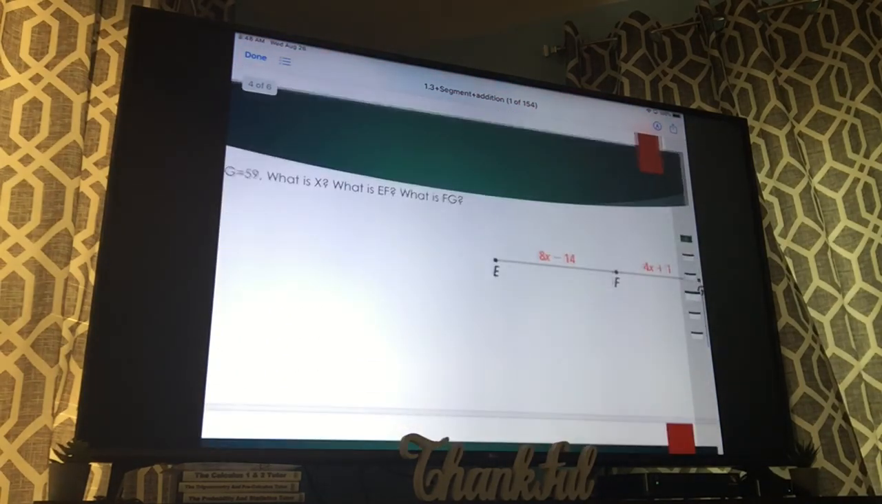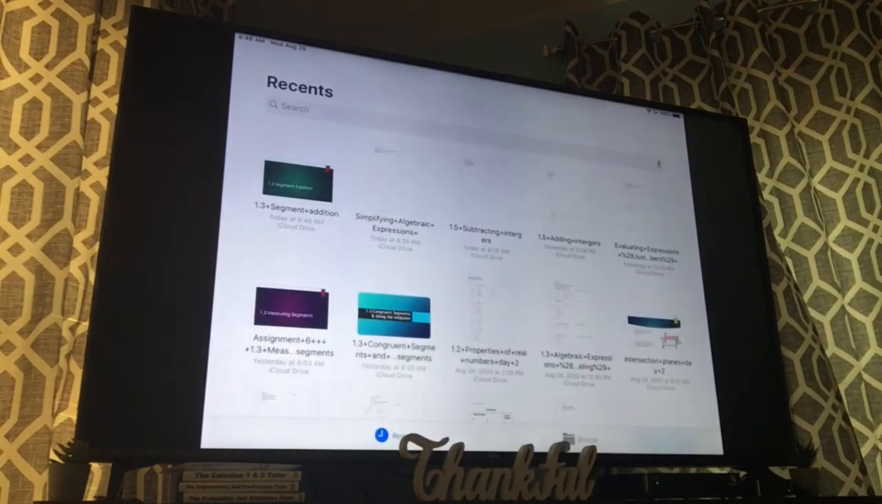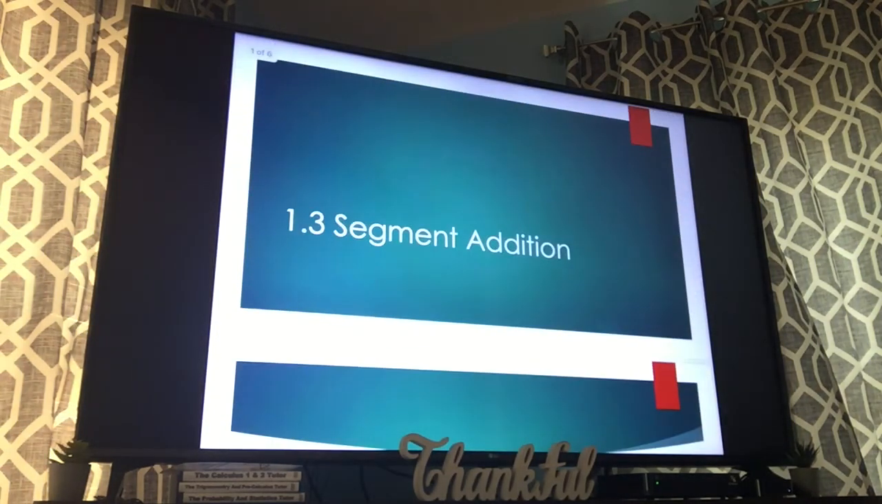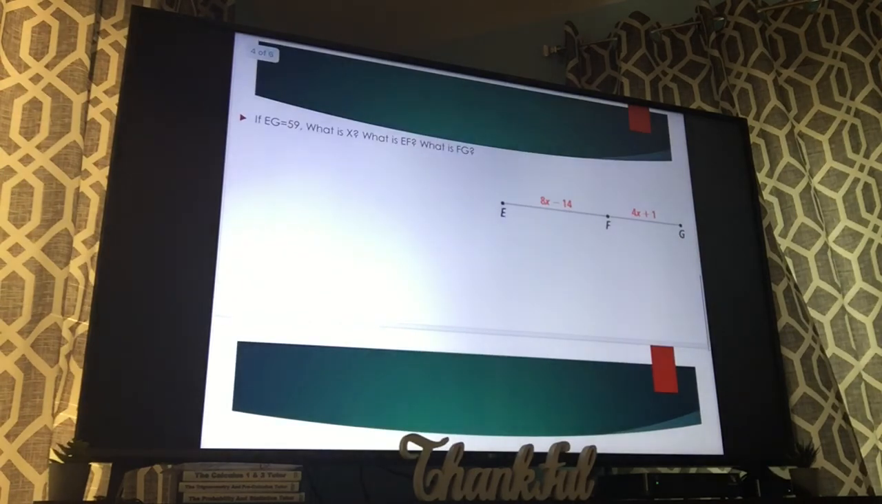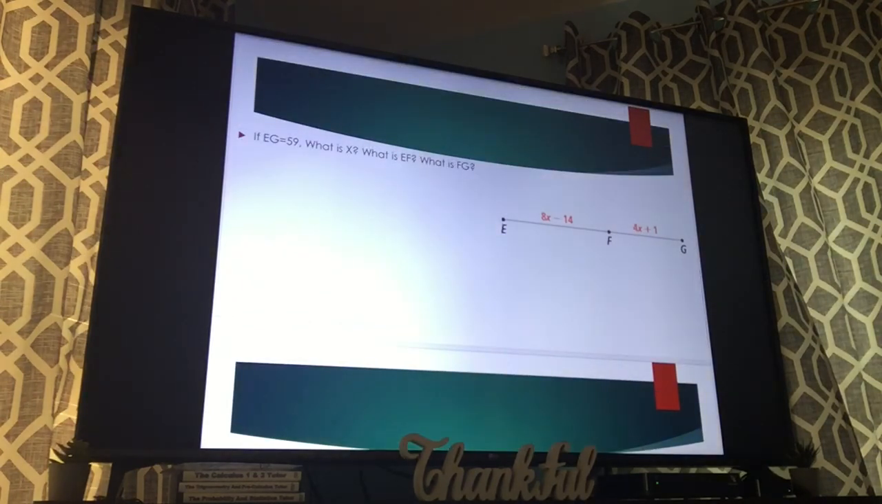Okay, so we got E, F, and G. We got a segment E, F, G. Okay, it says EG is 59. So EG equals 59. What is x? What is EF? What is FG? Okay, the process is going to be the same.